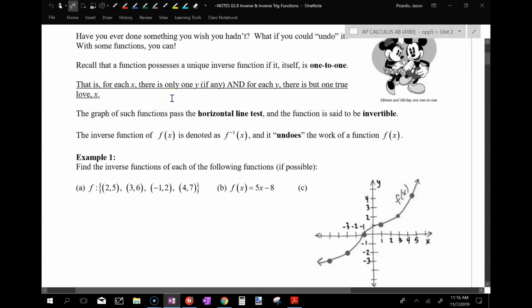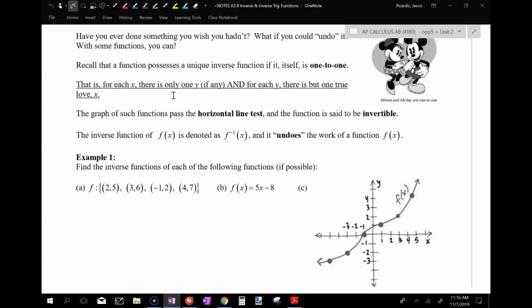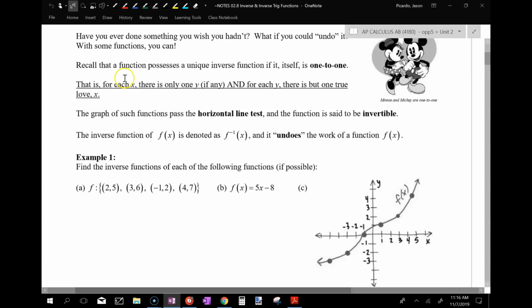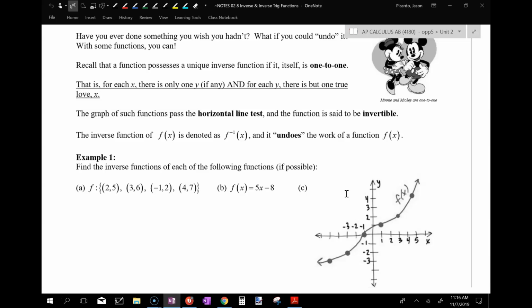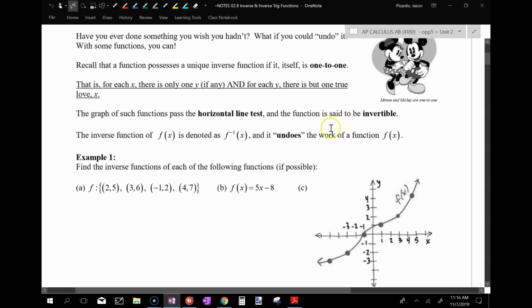That brings into play a concept that you guys did in Algebra 2 called one-to-one. What does one-to-one mean? It means that it passes the horizontal line test and the vertical line test. In other words, for every input there's a unique output, but also for every output there's a unique input, right?